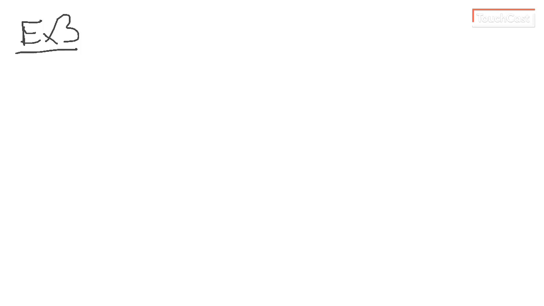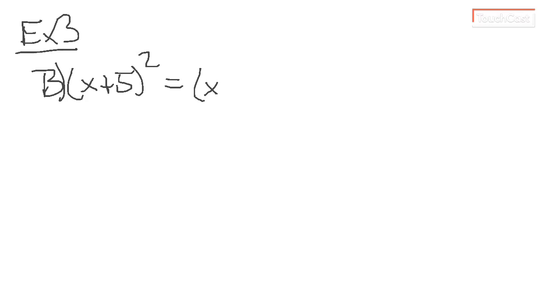We are going to take the quantity x plus 5 and we're going to square it. So when we see something like this, we should automatically think to ourselves, we can rewrite this as x plus 5 times x plus 5. And then we can use our FOIL method.